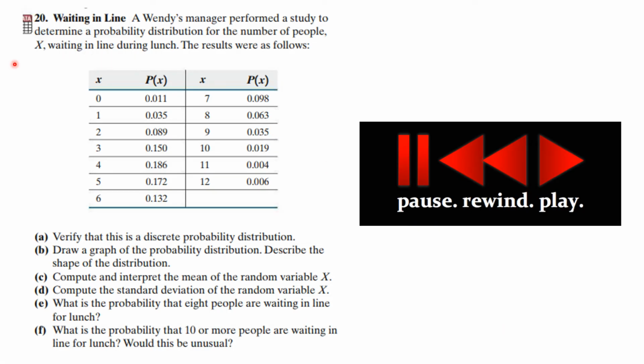And in fact, we'll look at that right now. So we're going to look at a problem. It's about people waiting in line at Wendy's. A Wendy's manager did a study, and he found that the number of people waiting in line would be something from 0 to 12, and these are the probabilities that we had. We want to verify this is a probability distribution, draw a graph, compute the mean and standard deviation, and answer the questions: what is the probability that exactly 8 people are waiting for lunch, what's the probability of 10 or more, and is this one unusual? You know what to do. Let's see how you did.